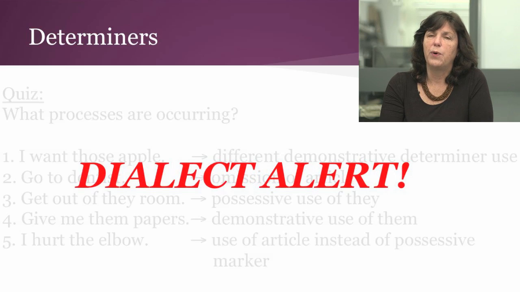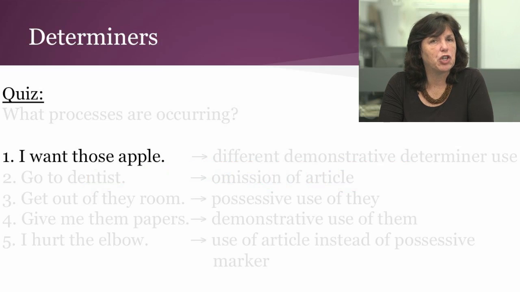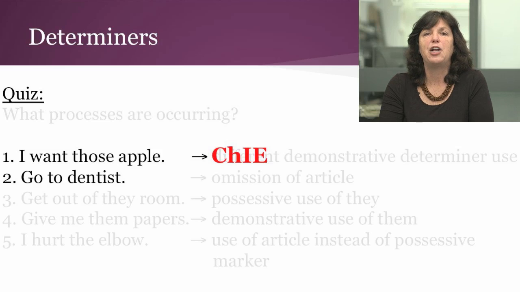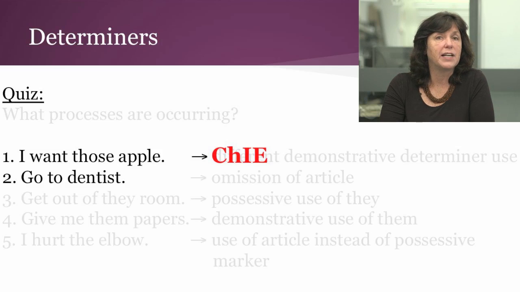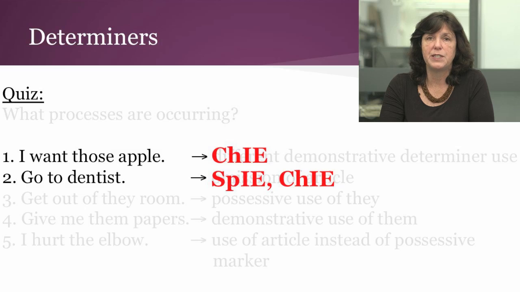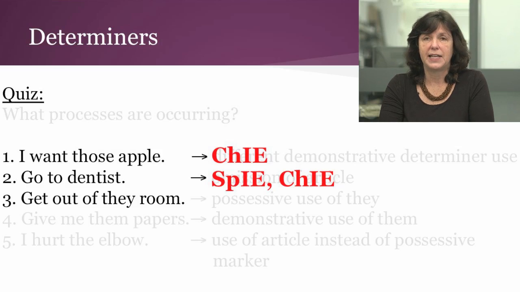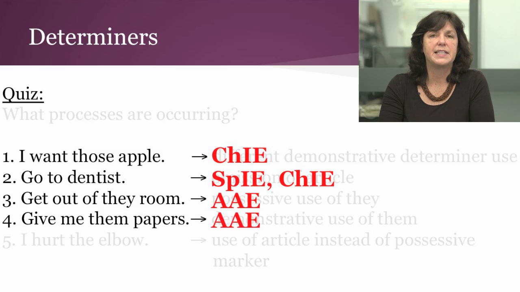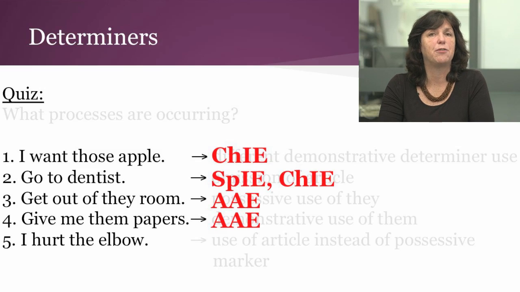And what do you know? We have another dialect alert. Different use of demonstrative determiners can occur in Chinese-influenced English. An omission of articles is a grammatically correct feature of Spanish-influenced English and Chinese-influenced English. What about possessive use of they? That's a feature of African-American English. And demonstrative use of them? That's another feature of African-American English. And finally, what about use of the article instead of a possessive marker when referring to a body part? That's a feature of Spanish-influenced English.